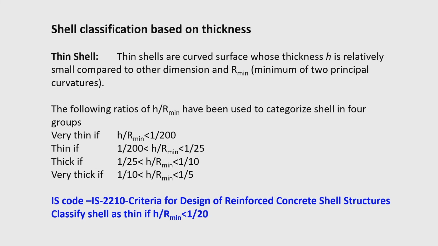or curvature, shell classification based on curvature is mainly recognized. Based on thickness, the shell is classified into 4 categories: very thin, thin, thick and very thick. Now, how are the categories found? These categories are found based on the ratio of thickness to the minimum of the two principal curvatures.